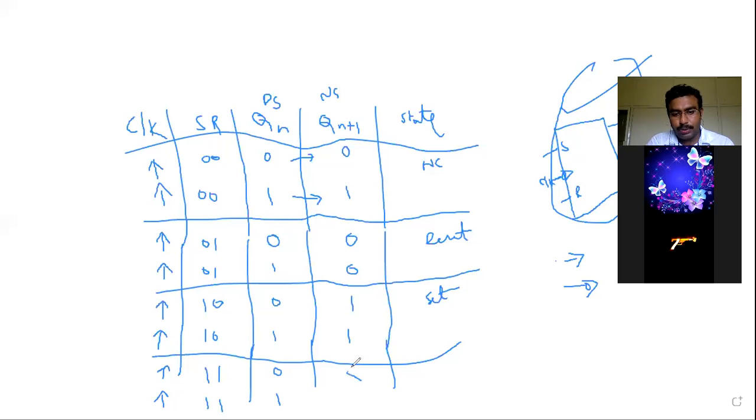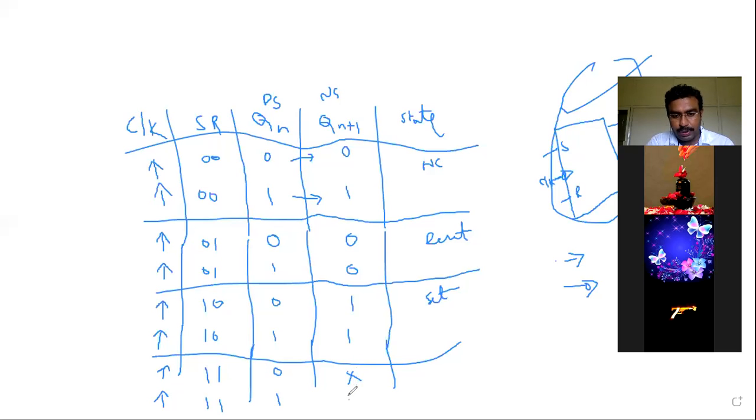You'll get a don't care condition, which means you don't know what will be your output. Either you're going to get 0 or 1, you don't know. That is why we call it a don't care condition. And this state is called the indeterminate state. We don't know to determine what will be your next state. That is why it is called indeterminate state, guys.